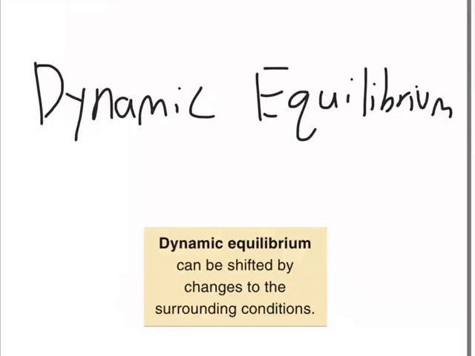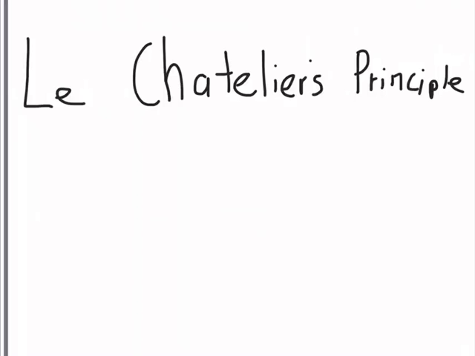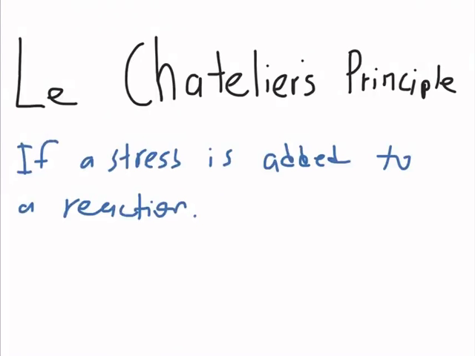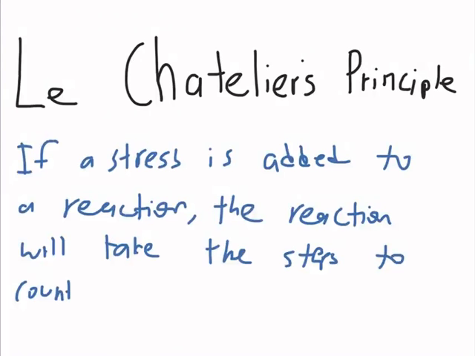This is going to be part 2 to dynamic equilibrium, and today we're going to be focusing on Le Chatelier's principle. Le Chatelier's principle states that if a stress is added to a reaction in equilibrium, then that reaction will take the steps to counteract that stress. Basically, there are multiple things that you can do to a reaction, and we can use Le Chatelier's principle to predict how the reaction will react to that stress.